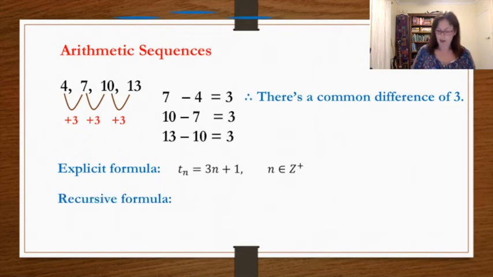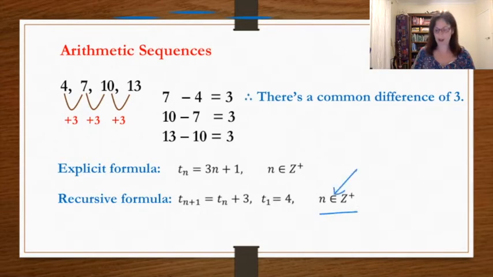Okay, so the recursive formula here. So if we've got one term, the nth plus one term, so the one after that, is represented by the term that we had, and we add on 3. So that matches this sequence that we had up here. And we often need to define the initial term, so the first term, and in this case it was 4, because that helps us work out what all the terms after that are. And again, n belongs to the set of positive integers.